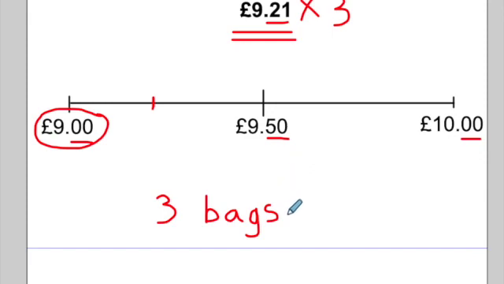So 3 bags. So £9.21 is rounded down to £9. So 3 bags would be 3 times £9 for our estimate value, which would be £27. So that would be our estimate answer, £27. So just remember that rounding is not always rounding up, it would be rounding down as well. If your number is below 50, then you are going to go back to the pound that is before.